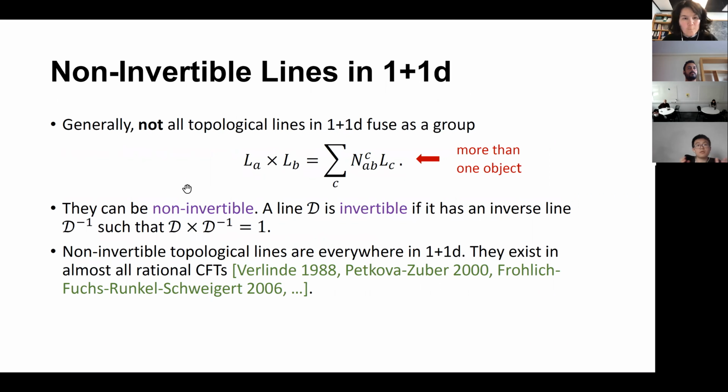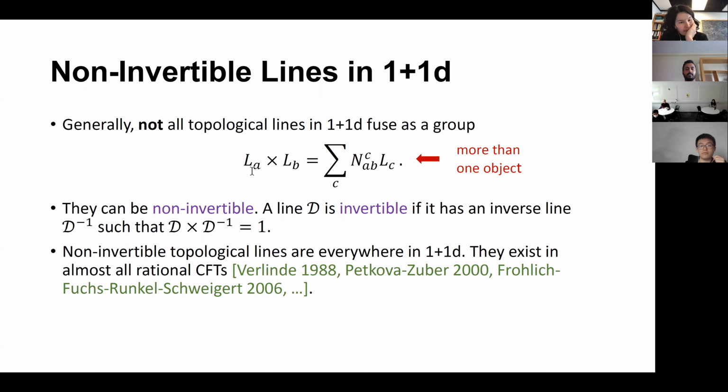So let me be more specific. I will be considering non-invertible lines in, let's say, 1+1 dimensions. Generally, topological lines in 1+1d do not always fuse as a group. The most general way they can fuse is that, given a line A and a line B, when we fuse them, we get a bunch of other lines. So we get a linear combination of lines on the right-hand side. These linear combinations can involve more than one object, and because of this, the fusions will not be a group. Also because of this kind of fusion, these lines can in general be non-invertible.